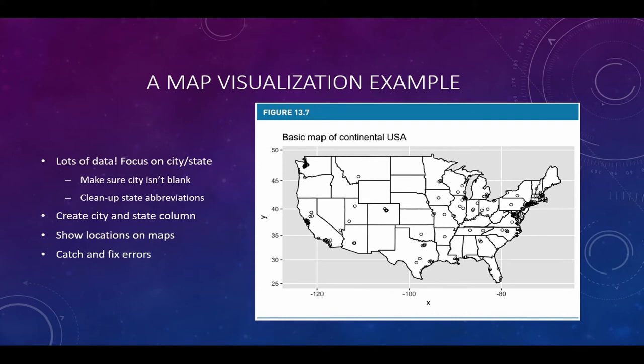We want to create a city and state column in our data frame. That's the easiest way to go through this. And then you can do that geolocation using those columns. Okay. Then you're going to show your locations on a map. And of course, we're probably going to have errors on this. Hopefully we're not getting through too much data, so we're able to easily catch those errors.